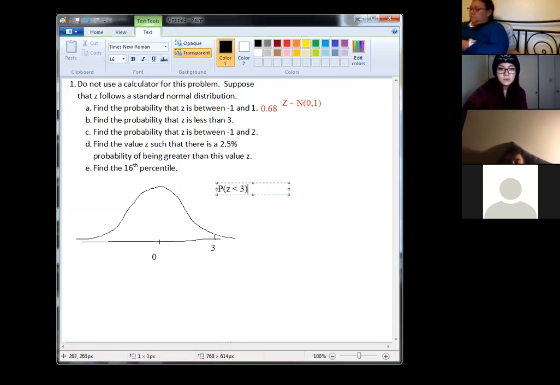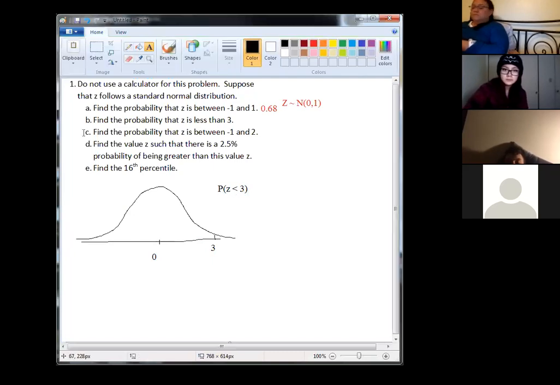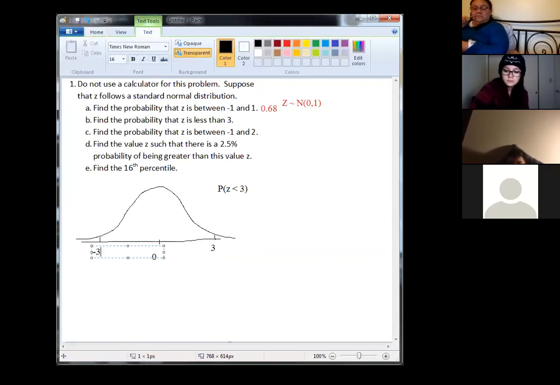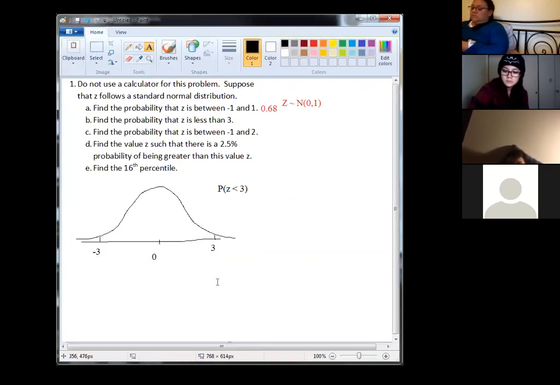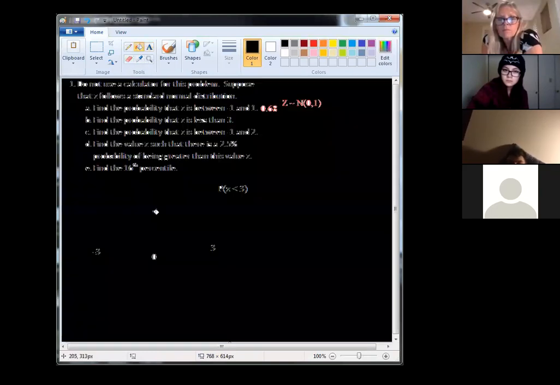Okay? And the key on this one is I'm going to draw the symmetric part of this. If you don't do that, this is going to be really hard. So on the other side, I'm just going to write down -3. I'm just going to put that in my picture. Any questions on that? Then I am going to shade.